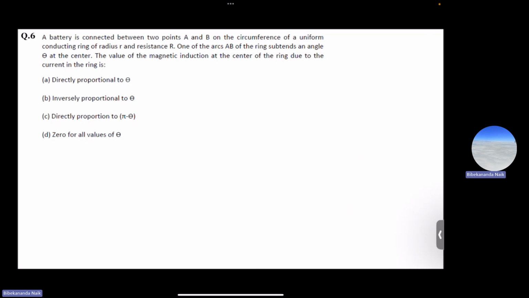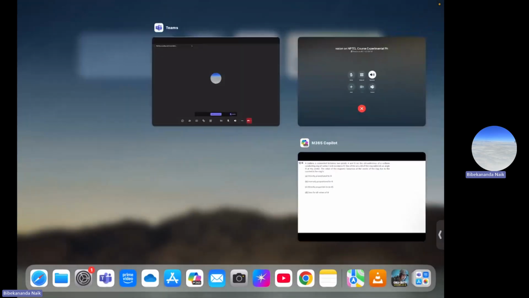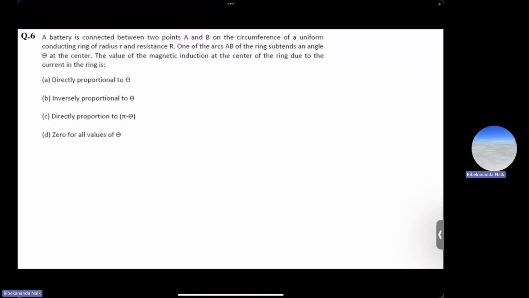So here now, let's discuss this problem. It says a battery is connected between 2 points A and B on the circumference of a uniform conducting ring of radius R and resistance R. So this is a uniform conducting ring. Suppose these are the 2 points, A and this is B. Suppose this is the center, the radius is small r, and the resistance is capital R.